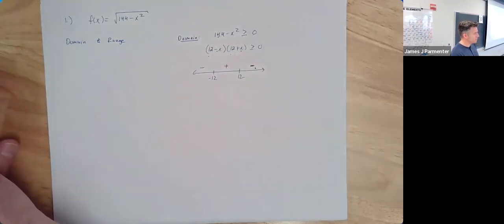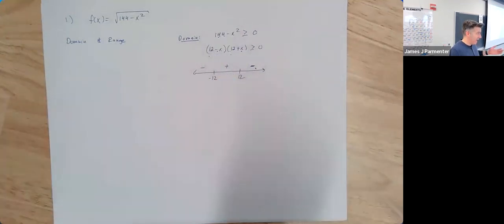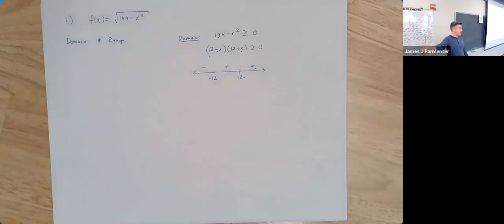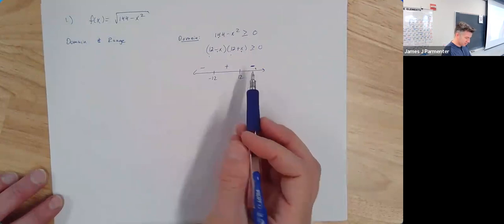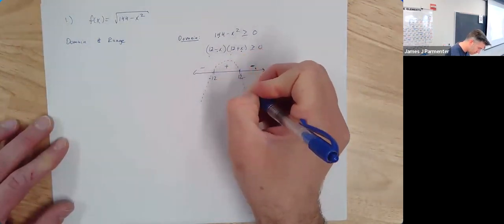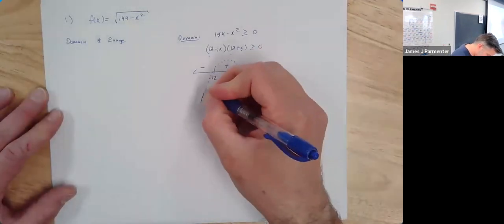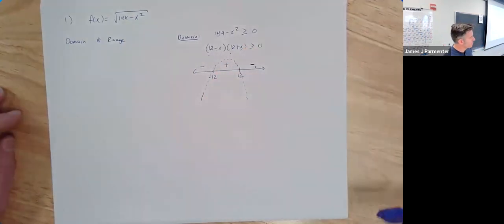If you think about this for a second, you might also think about the fact that if you just looked at 144 minus x squared without the square root on it, that's a downward opening parabola. And the downward opening parabola starts negative from left to right, goes positive when it crosses the x-axis, and then goes back to being negative. So it makes sense that it's negative, positive, negative. You're kind of seeing a graph that might look like that. There would be a graph kind of like that.